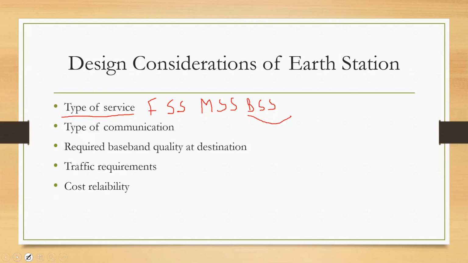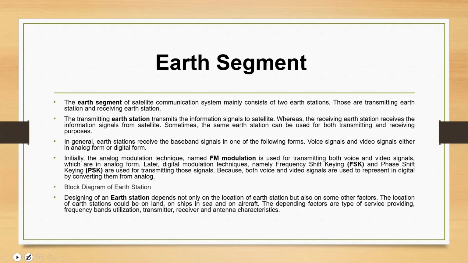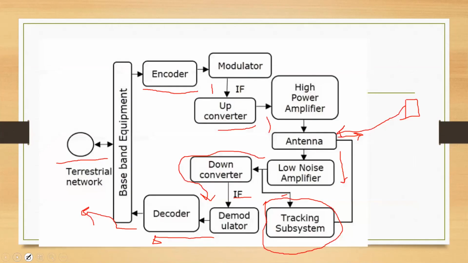For a small earth station, it's a small G/T. For a large earth station, it's a large G/T. The type of modulation that can be used is FM, FSK, PSK. This is a block diagram representation of a transmit and receive type of earth station.